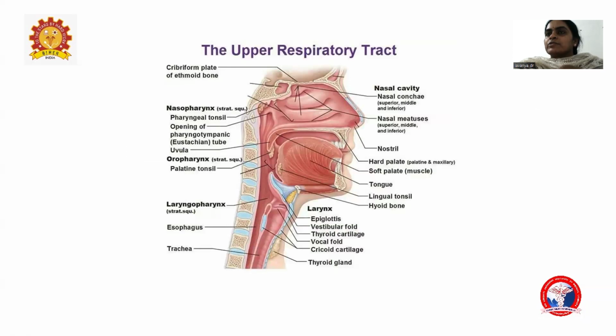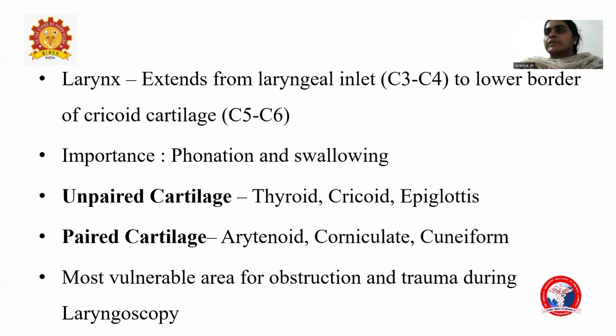So this is the diagram showing the upper respiratory tract, which includes nose, nasal cavity, oropharynx, nasopharynx, and laryngopharynx. Below the larynx, it is called lower respiratory tract. Larynx extends from the laryngeal inlet, which corresponds to C3, C4 vertebra, to the lower border of the cricoid cartilage, which corresponds to C5, C6 vertebra. The larynx is important for phonation and swallowing.